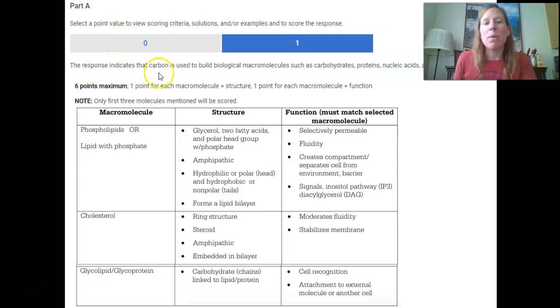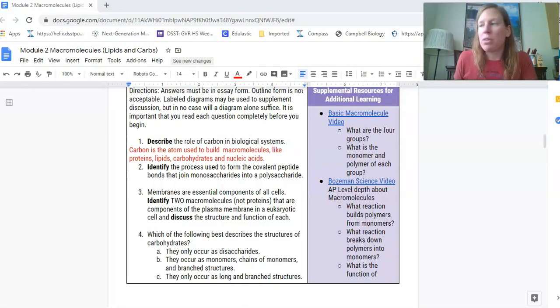So this one says the response indicates that carbon is used to build biological macromolecules. So I would get 100% or 1 point because I said it was used to build macromolecules, and then I gave an example. So that is how you read those rubrics. If you have any questions, again, please reach out.